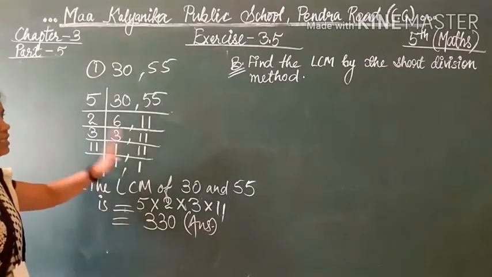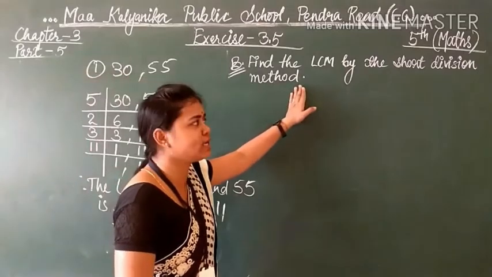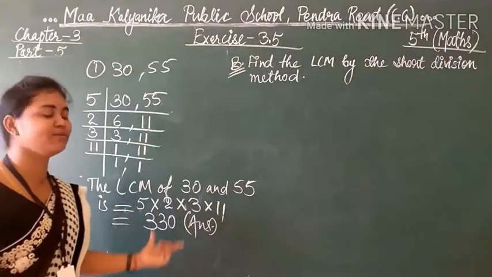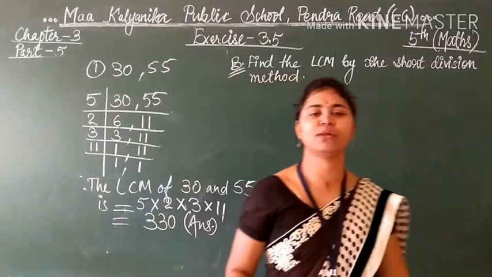So students, this is a very easy way to find the LCM. If no method is given, try to solve like this, because you only have to multiply all these and you will receive the LCM. So students, try to solve 3.5 completely.